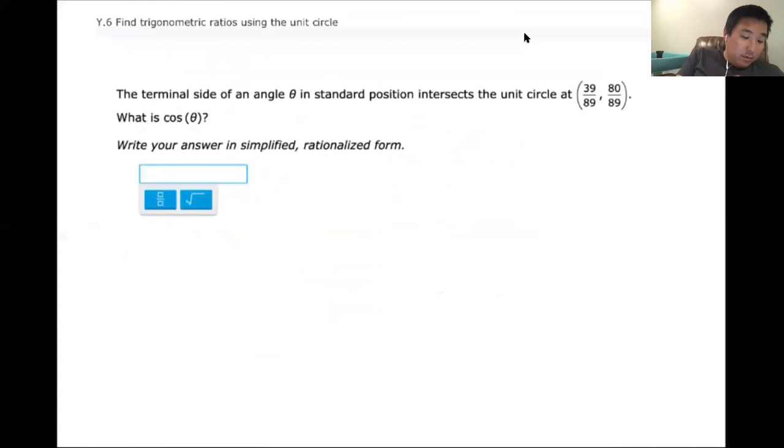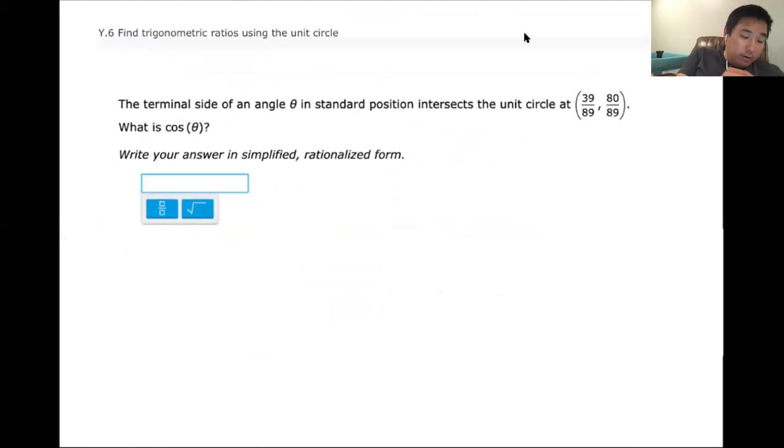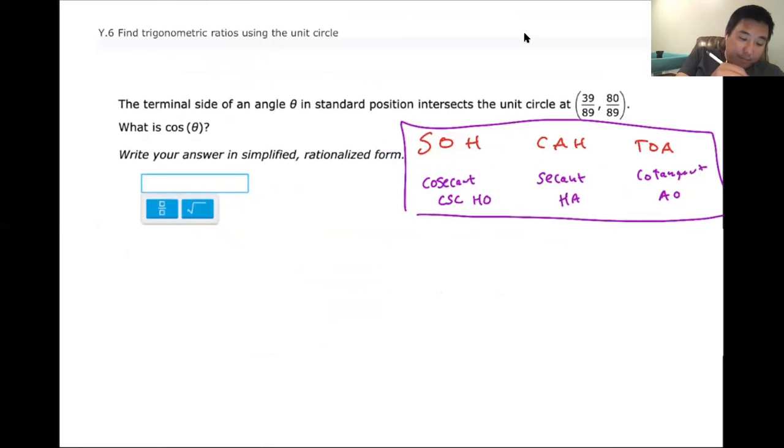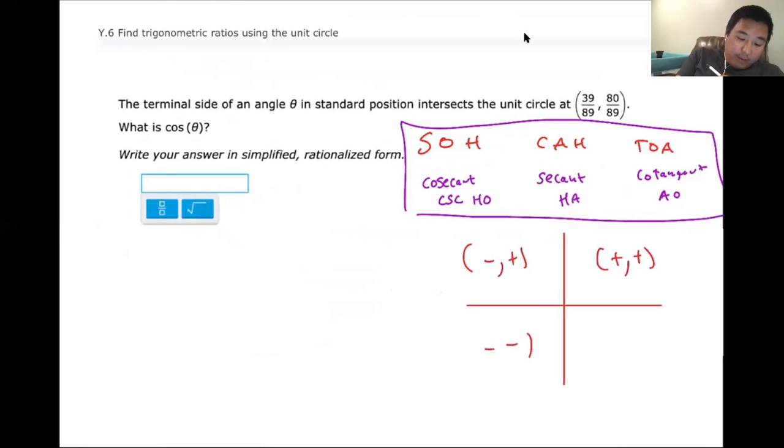Y6. So this one is a little bit trickier, so you still need to use this. And then this point right here, you're going to use this quadrant system. So if your points are both positive, positive, you're in there. This is negative, positive, negative, negative, and then positive, negative. So this one right here, positive, positive, so it's in the first quadrant.